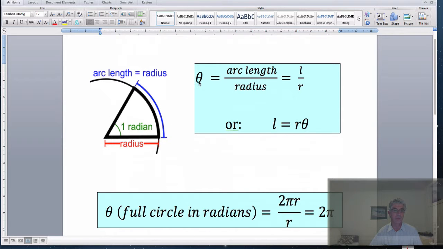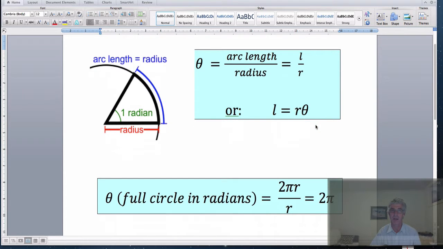So this is summarizing the formula for finding the angle in radians, not in degrees. To find the angle in radians, you simply take the arc length L, divide it by the radius r, and you have the angle in radians. Or often the formula is rearranged and put in formula booklets and textbooks: L equals r theta. The arc length equals the radius times the angle in radians, not in degrees, must be in radians.